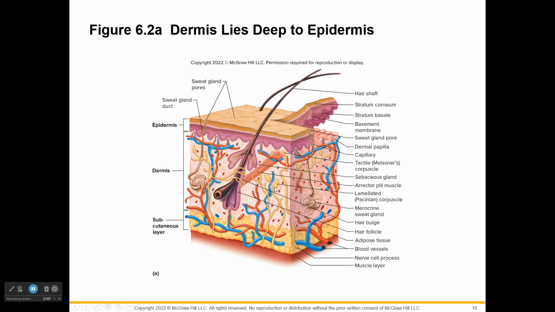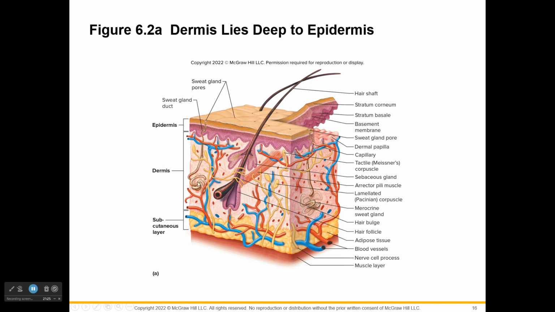But here's all these corpuscles. So there's Pacinian corpuscles here. Here's that Meissner's corpuscle. So these are both light touch and deeper touch. There's going to be pain receptors.